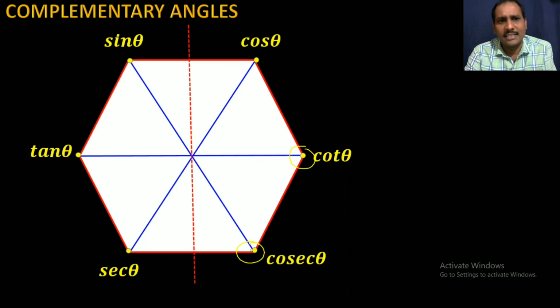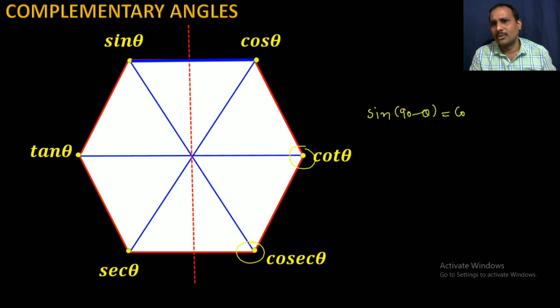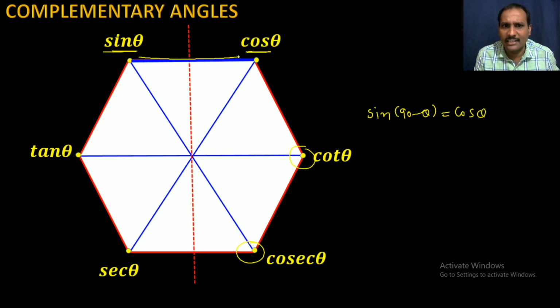Now in this case, we have to take the horizontal lines. The horizontal line connecting sine and cos. Here, complementary angles. You know what are complementary angles? Sine of 90 minus theta is equal to cos theta. This angle is complementary of this when you are considering this horizontal line. Similarly, you can write cos 90 minus theta is equal to sin theta.